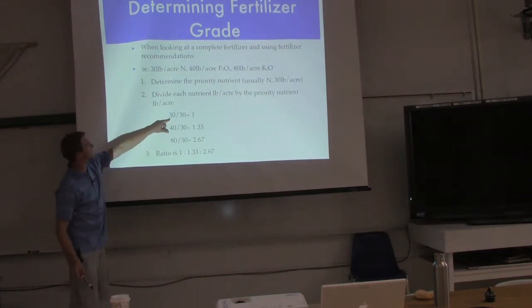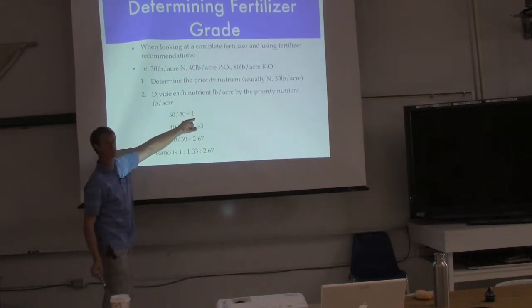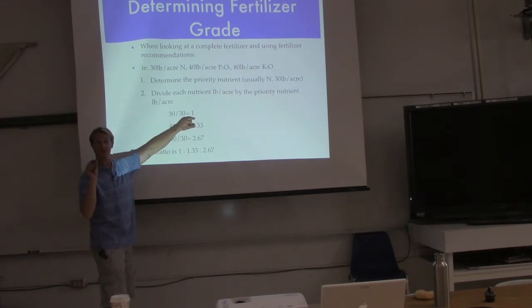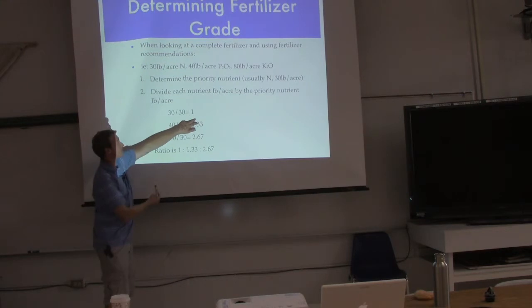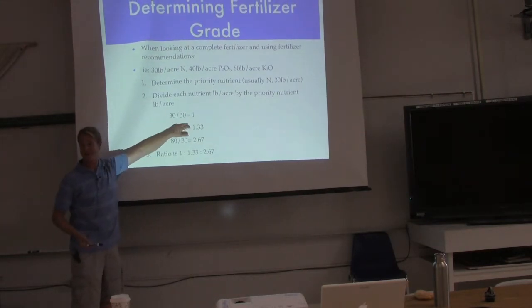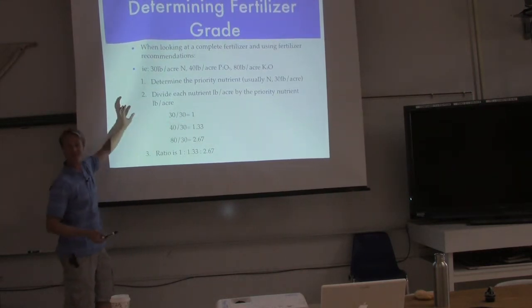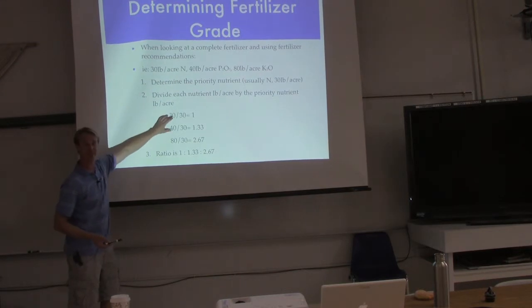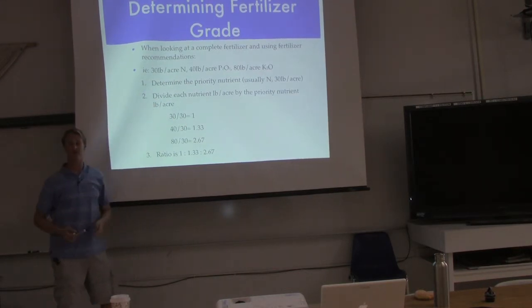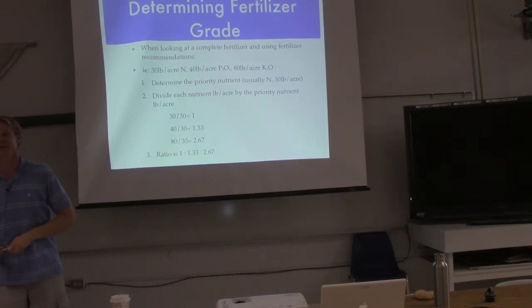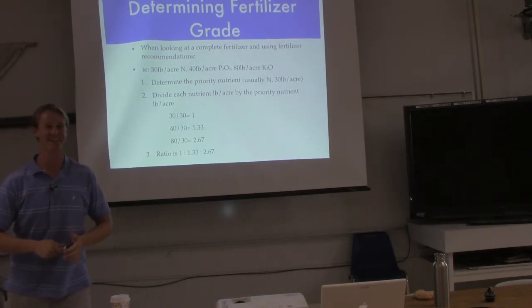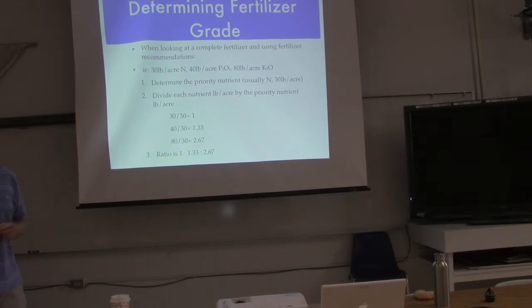Okay? So 30 divided by 30 equals 1. Your primary nutrient you're trying to figure out, if you're trying to figure out the ratio, always should be 1. You're always going to take your primary nutrient and divide it by itself. Should always be 1. So when you look at your homework and it asks you what is the ratio there, you should be able to answer at least nitrogen right off the bat.